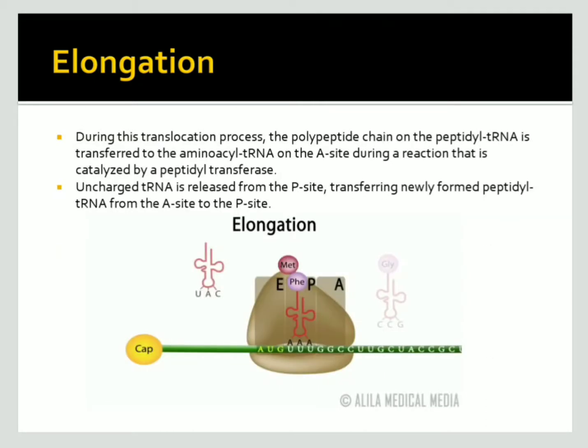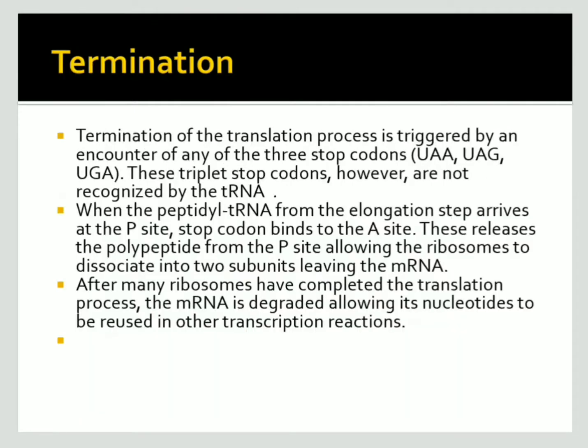During this translocation process, the polypeptide chain on the peptidyl tRNA is transferred to the amino acid tRNA at the A site in a reaction that is catalyzed by the peptidyl transferase enzyme. The uncharged tRNA is released from the P site, transferring the newly formed peptidyl tRNA from the A site to the P site. At the P site, the peptide bond will form between the amino acids, and this will continue, as the tRNA molecule will carry the next one.